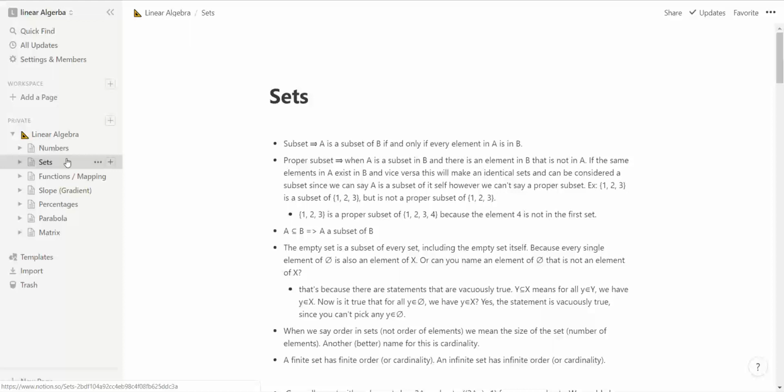And a proper subset. A subset is basically a number of elements that are part of the group of elements that exist in the original set. A proper subset is when A is a subset of B, and there is an element in B that is not in A. If the same elements in A exist in B and vice versa, this makes identical sets, which can be considered subsets, as we can see.